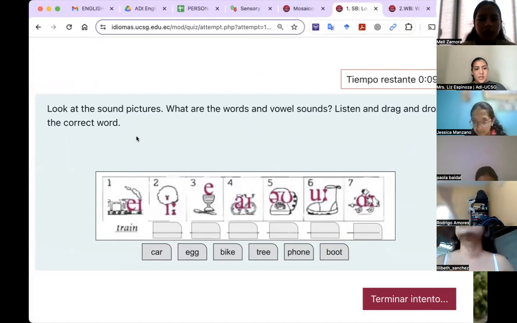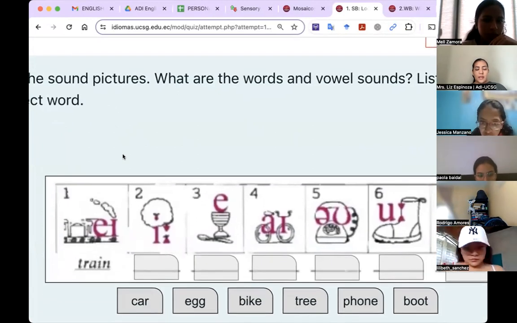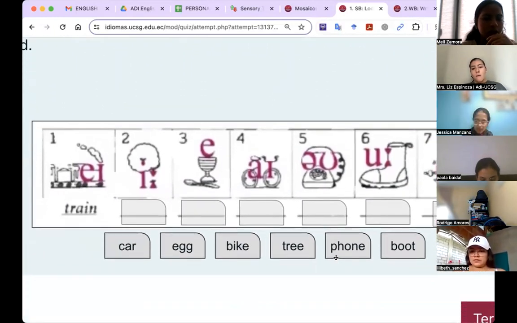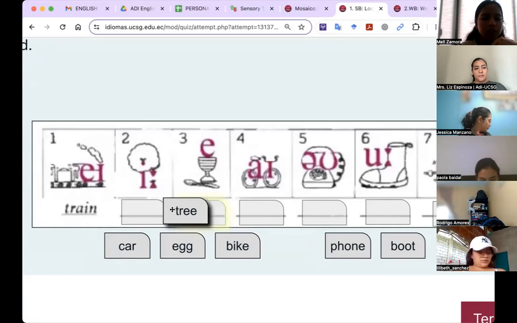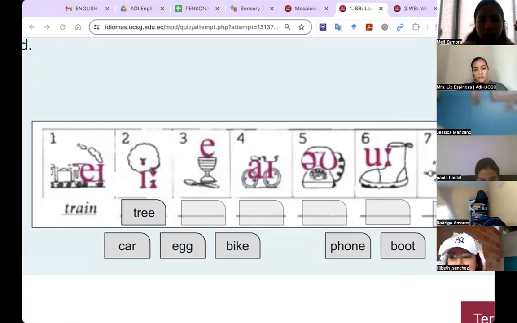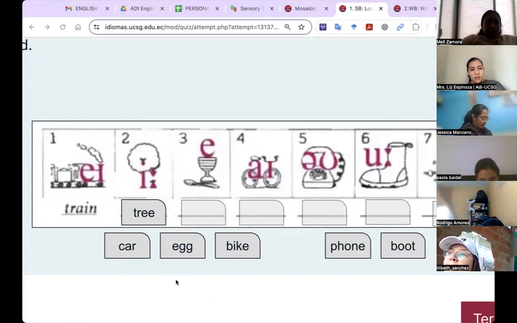Well, okay, so then we have the sound A, like in train. Then number 2, you can see the picture and tell me which is number 2. Car, egg, bike, tree, phone, or boot. Which one? Three, it's a tree. Okay. Miss, Miss who? Gabriela, tell me. Sí, lo que pasa es que en la actividad anterior yo la hice, pero me salen incorrectas todas y está igual a lo que está escrito. Yeah, I will check as I did with your classmate, okay? Don't worry. All right.